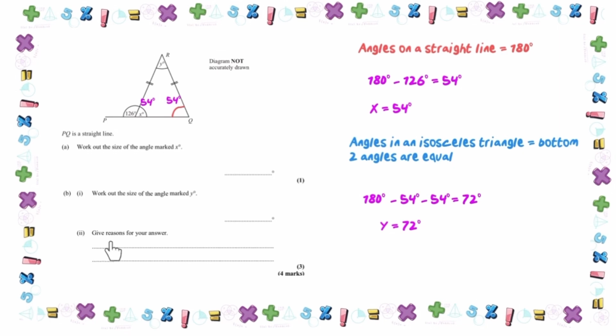The last part says, give reasons for your answer. So that means for part A and B. So when they ask for reasons, it's basically our rules. So what did we use? Angles on a straight line, and we used angles in an isosceles triangle. So we just put both of those there, and that gives us our marks.